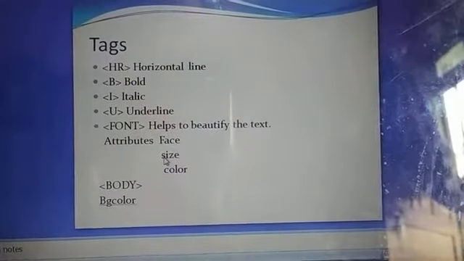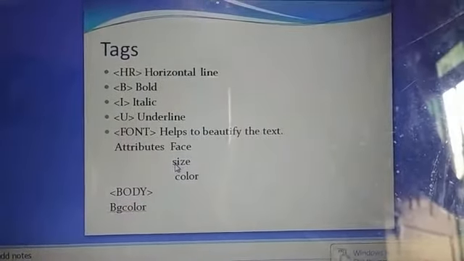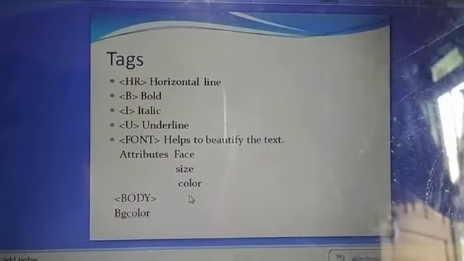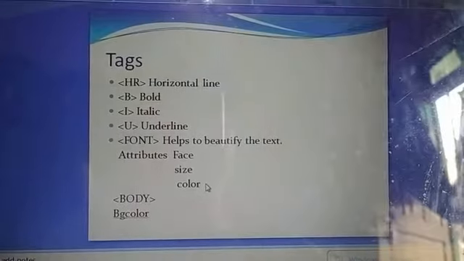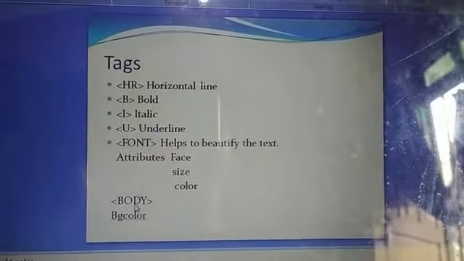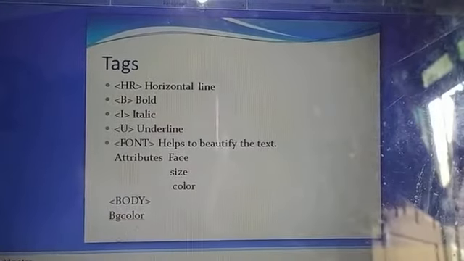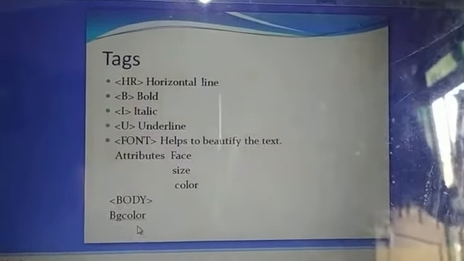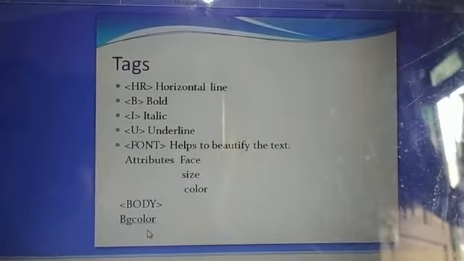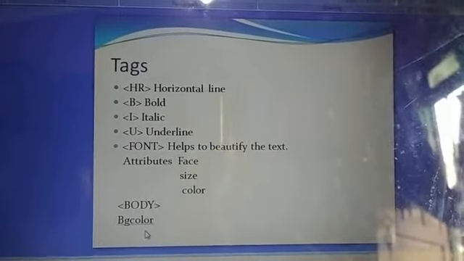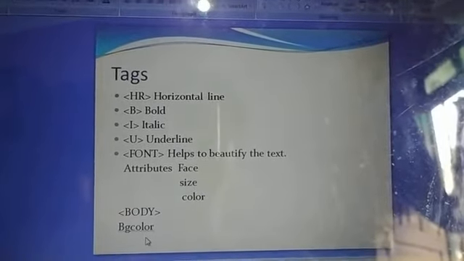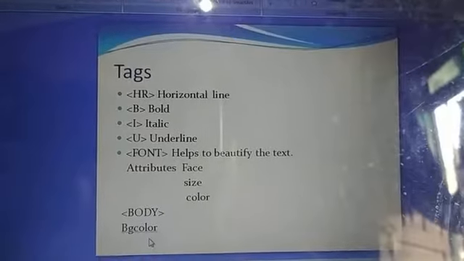Then the size attribute, it is used to change the size of a font. Then color, you can choose the color according to yourself. Then one more attribute you have learned in the body tag, that is BGCOLOR or background color. This is used to display a colorful web page. Like, I will show you the example of how to use these tags in one program.